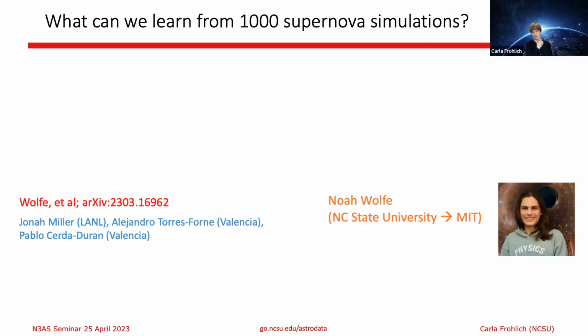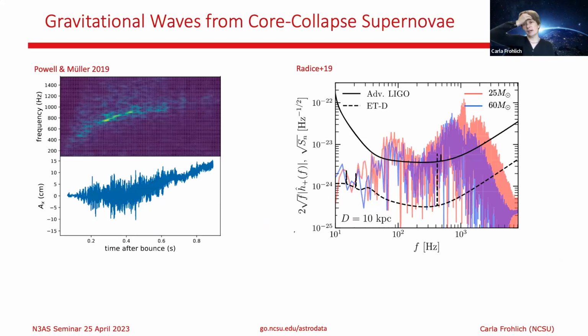Now I want to move on to the other project that we did, and this is really all Noah Wolf's undergraduate work while he was at NC State. He's now a graduate student in Salvo's lab at MIT doing LIGO work. For this project, we asked, what can we say about a potential gravitational wave signal from core collapse supernovae? Gravitational waves are inherently a multi-dimensional phenomenon.